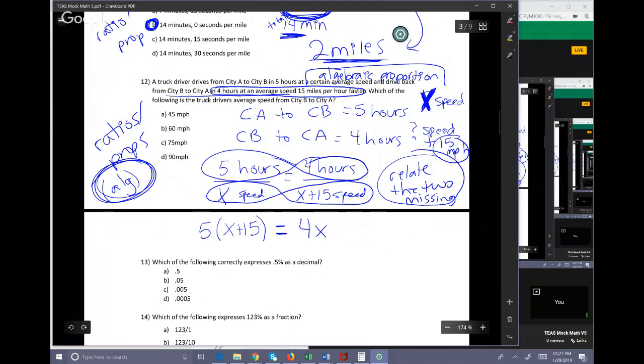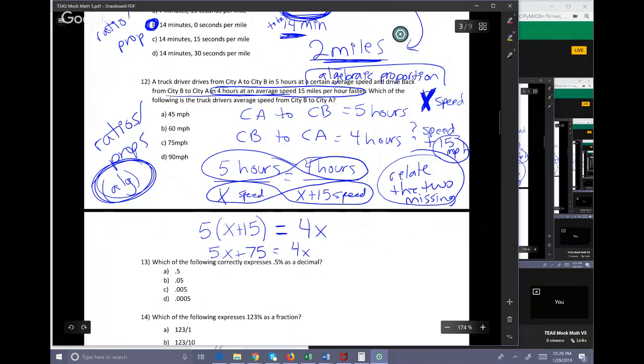You may feel like you haven't gotten anywhere here, but you totally have, because everything is either numerical or it's in x. You know how to do algebra. So if everything is in the format of an x, you know how to deal with that. If everything is numerical, you're already done and out of here. So I'm going to distribute this: 5x plus, and 5 times 15 is 75, equals 4x.